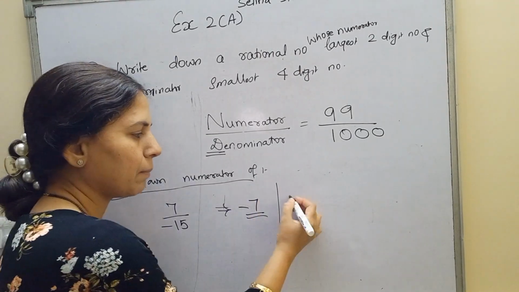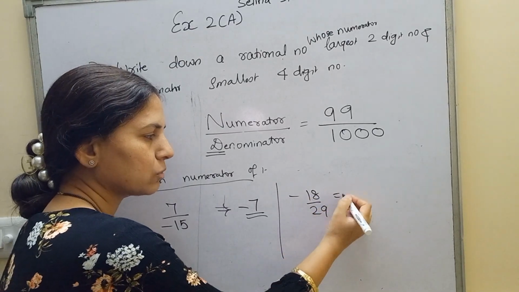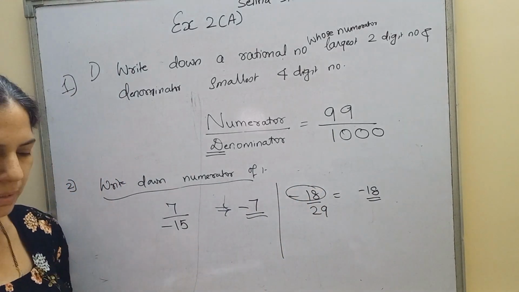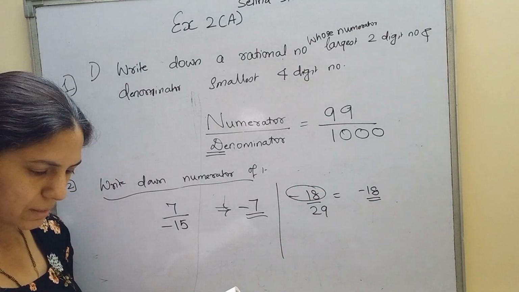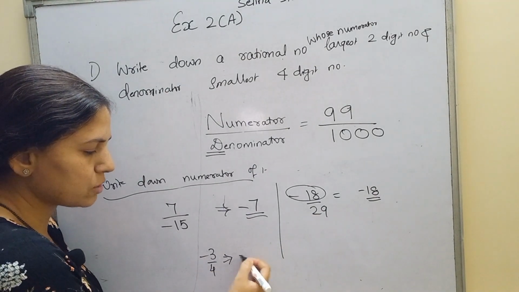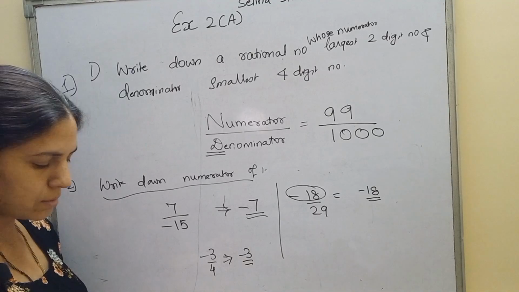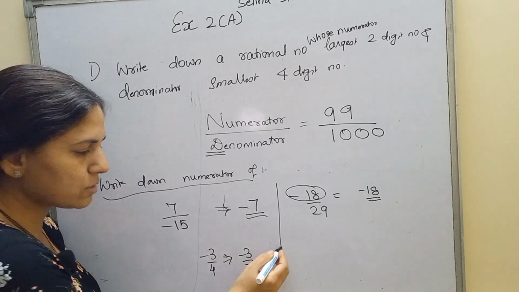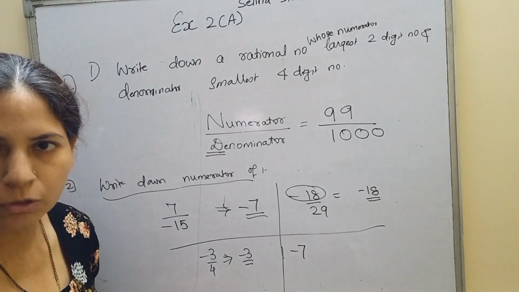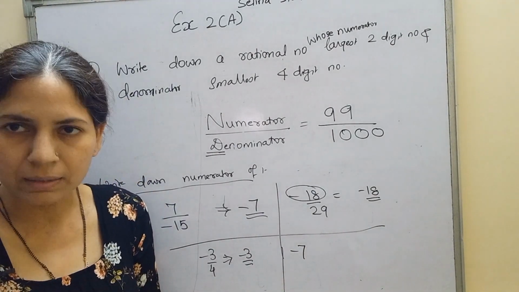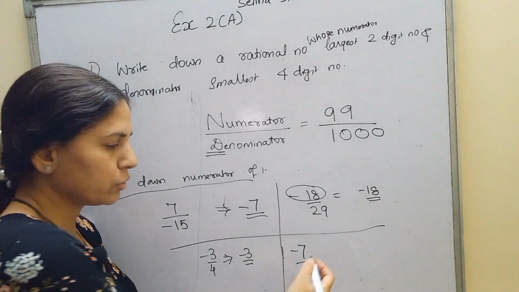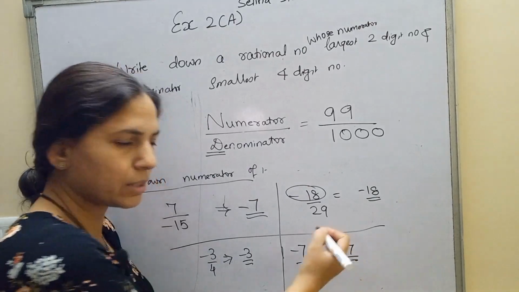Next question is minus 18 upon 29. So the answer would be minus 18 because in the numerator they have written minus 18. Next is minus 3 upon 4. Come on, the answer should be minus 3. The numerator of the question is minus 3. Now next question is minus 7. Do you see anything in the denominator? When there is nothing in the denominator, it has to be 1. So here the answer is minus 7.